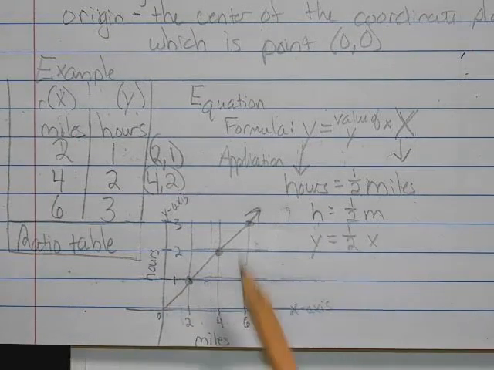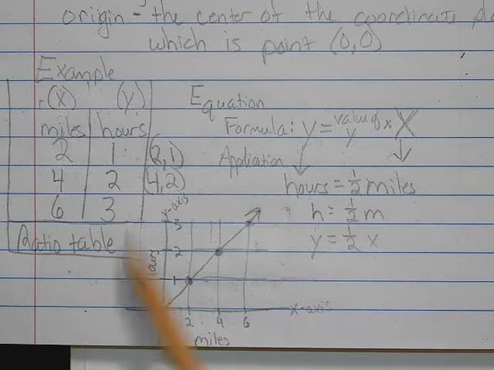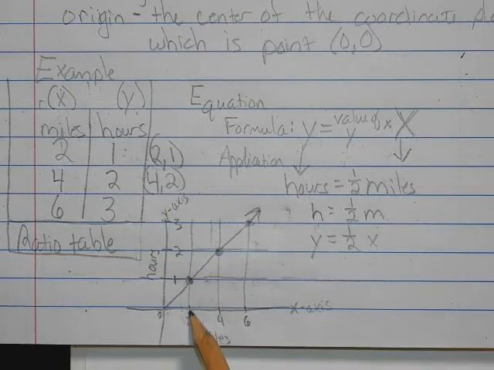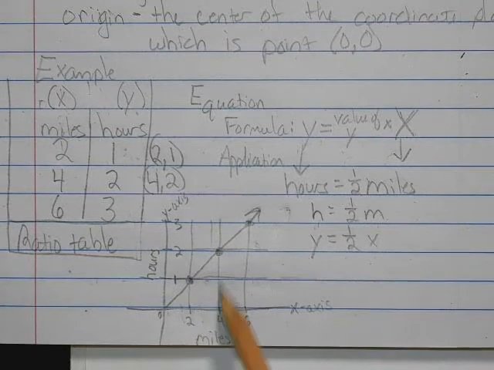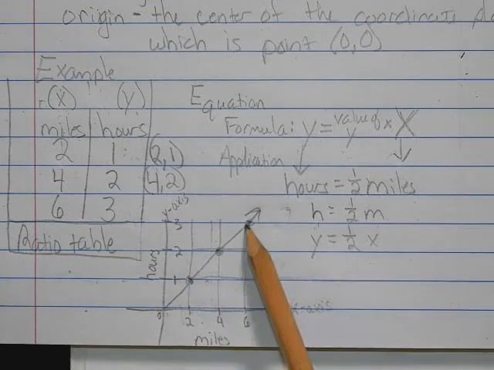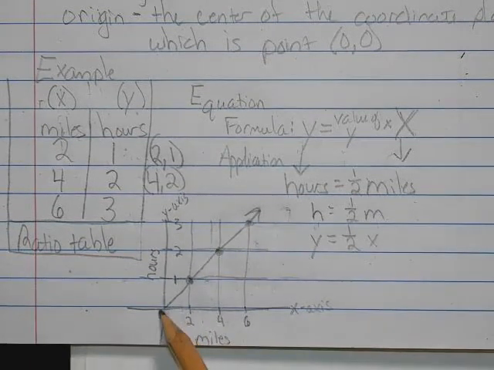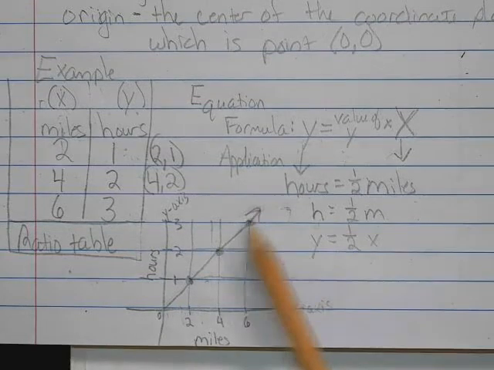On the coordinate plane, you would just plot your points. So 2 to 1, I start with the 2 on the x-axis, going up to 1, then 4 to 2, 6 to 3, make my 3 points, starting in my origin, draw my line through, and I have my line.